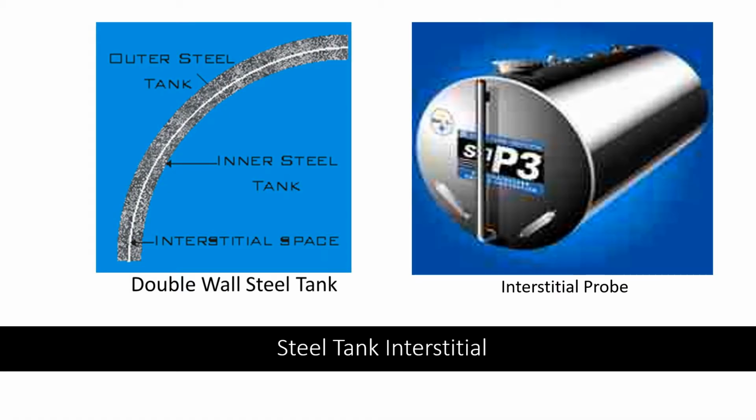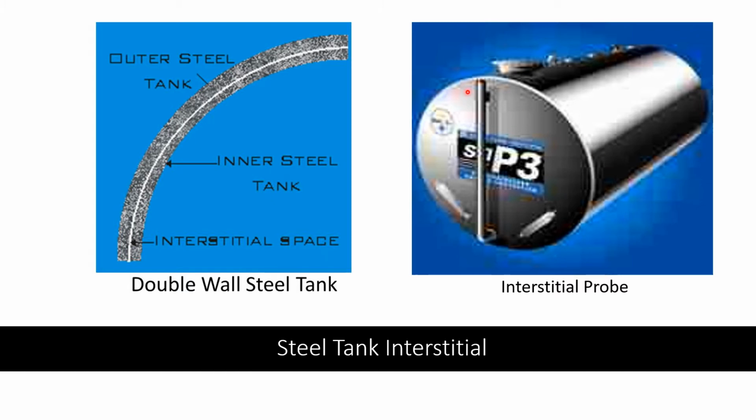This is just a little diagram of what it looks like inside your tanks. The primary tank is the internal tank here, and your secondary tank is the outside tank here, and the space between the two, that's your interstitial space. You'll hear that called annular space sometimes from people that have been in the industry a long time, but all the regulations refer to it as interstitial space now. So interstitial space is pretty much what we're going to use throughout this.